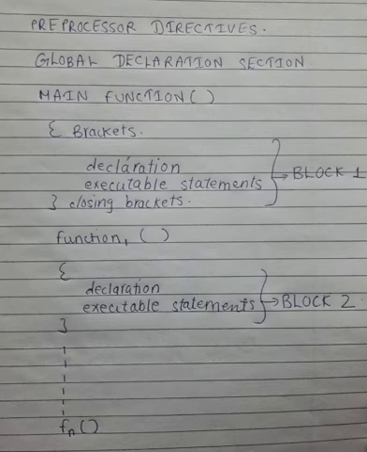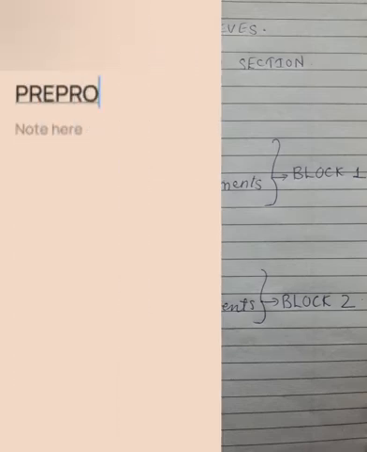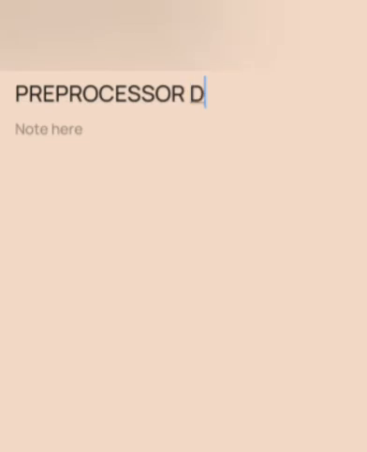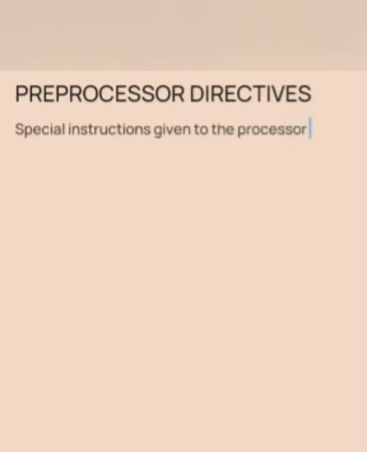These blocks have opening and closing curly braces as well. Now let's look at each term in detail. The first term is preprocessor directives. These are the special instructions which are given to the processor that tells it how to prepare a program, and they begin with hash symbol.